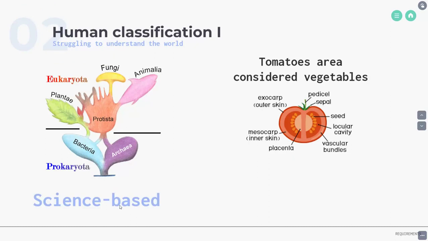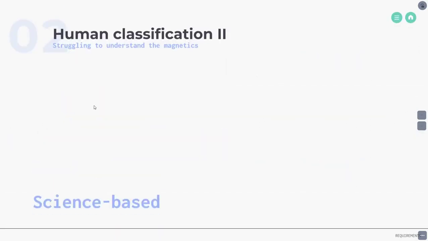And some classifications are science-based, but then some people come and say, no, the tomato is not a fruit, it's a vegetable because I put it on my salad. Most people consider a tomato a vegetable, actually. So I call these salad-based classifications. And we also have them in power electronics and in magnetics.